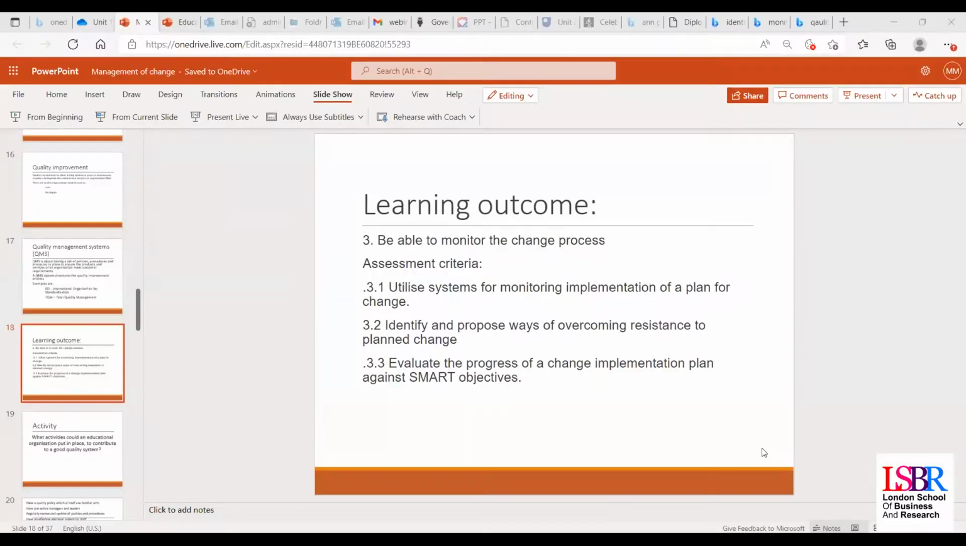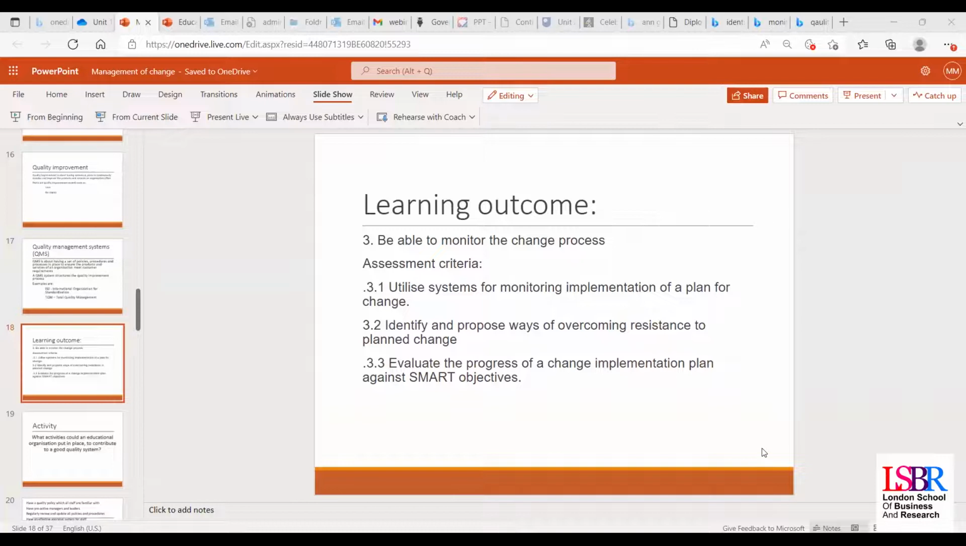So I'm just going to share with you now the next learning outcome. So the next learning outcome is to be able to monitor the change process. And the assessment criteria for this is to utilize systems for monitoring implementation of a plan for change, to identify and propose ways of overcoming resistance to plan change.